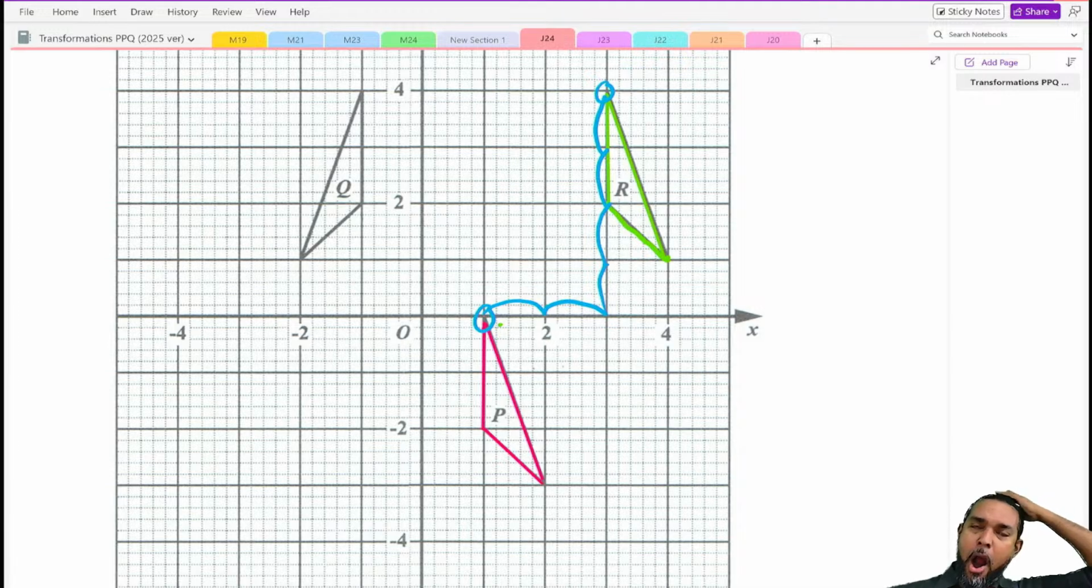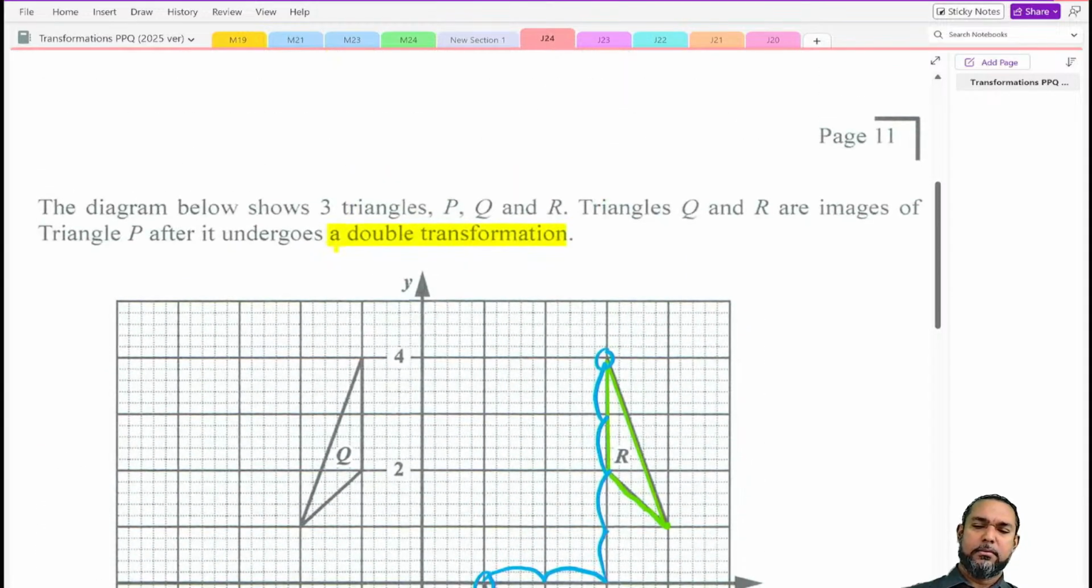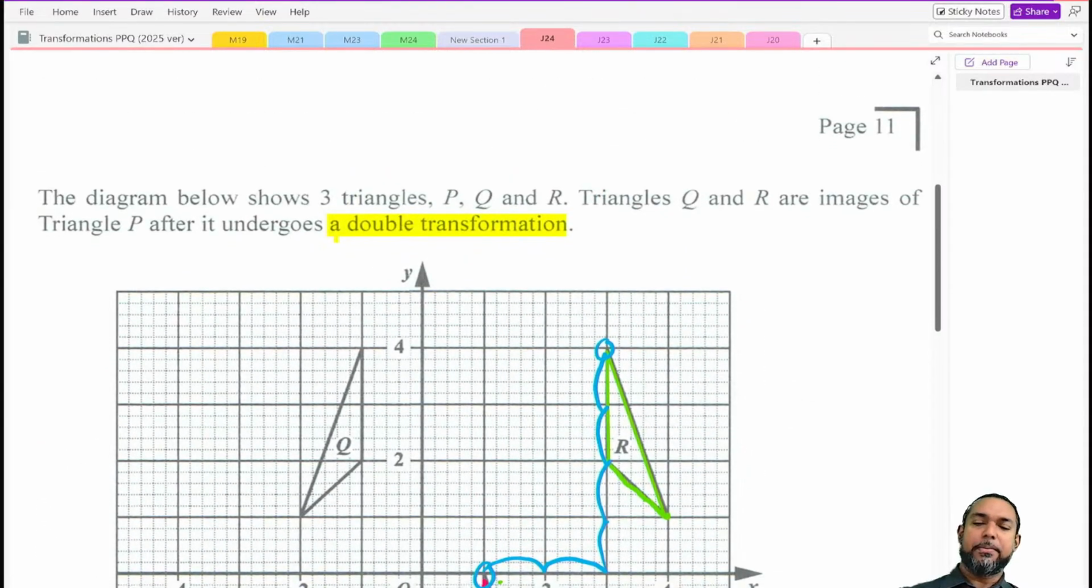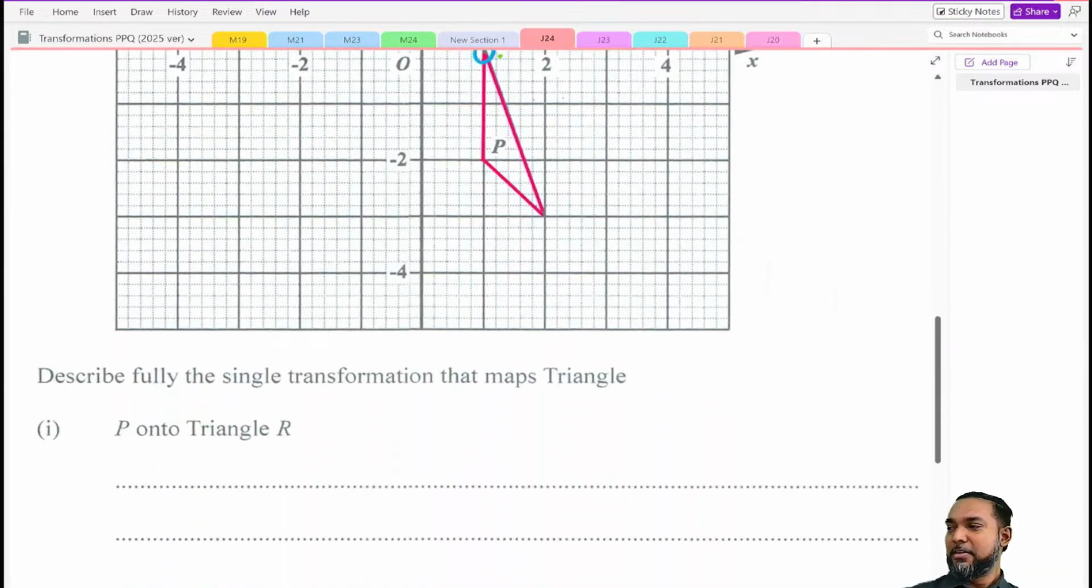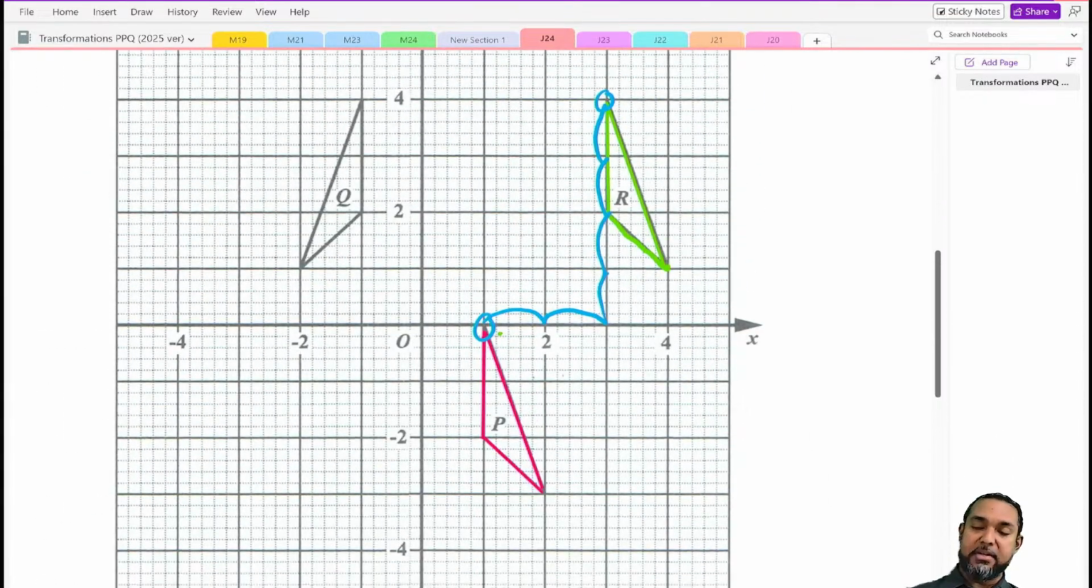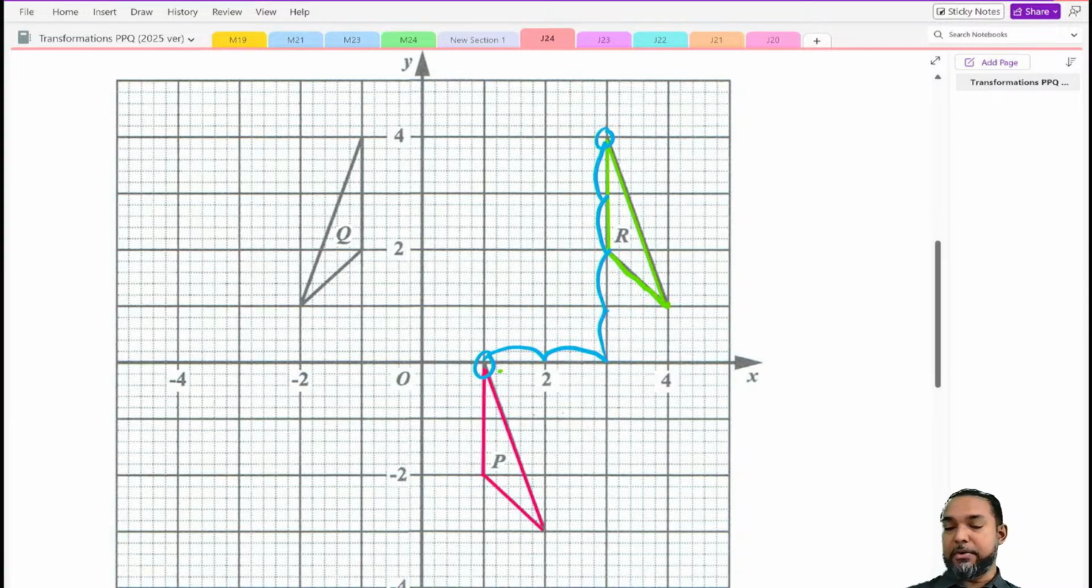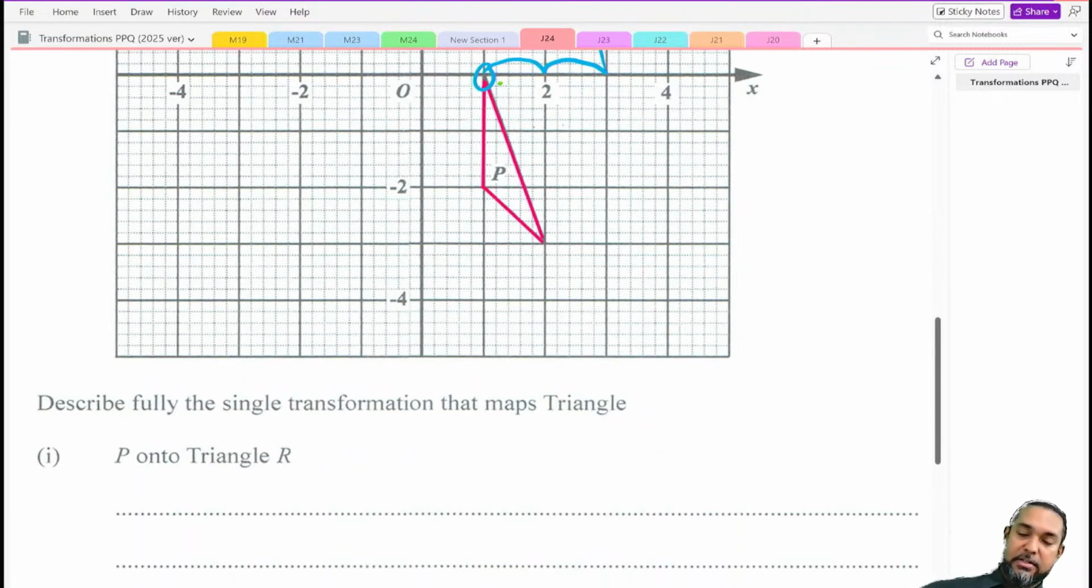P onto R. But it's at the top. It's at the top here. Triangles Q and R are images of P after the translations. Right. So to go from P to R, we just shift it, right? It's a translation, right? So you could start by saying that it's a translation.